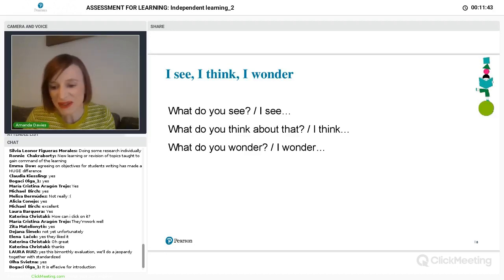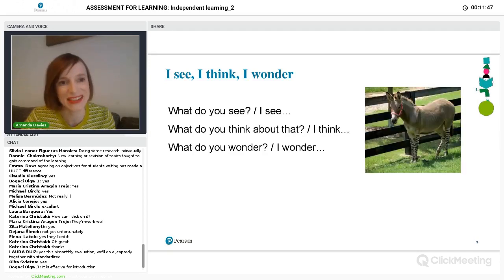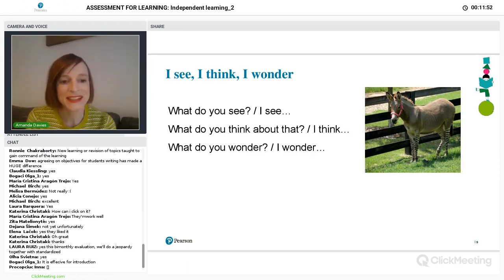Let's have a go now. So here's a picture that I used recently to set the concept for the unit I was studying. So let me know in the chat box, have a look at the picture. What do you see in this picture? Let me know now in the chat box, what do you see?